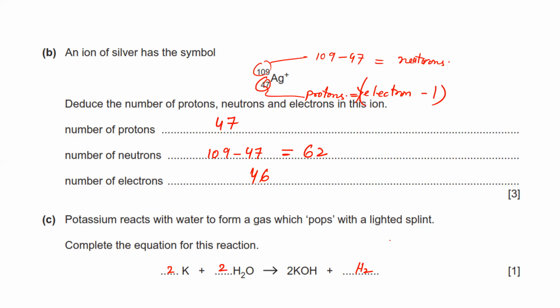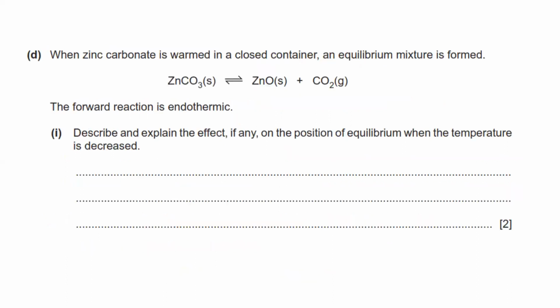Okay. Now this is how it is. Then part D, it says, when zinc carbonate is warmed in a closed container, an equilibrium mixture is formed. We have zinc carbonate solid, heated, zinc oxide, carbon dioxide gas. So now we have to explain why the reaction is endothermic. Describe and explain the effect, if any, on the position of equilibrium. The forward reaction is endothermic. So this is your forward reaction, endothermic, on the position of equilibrium when the temperature is decreased.